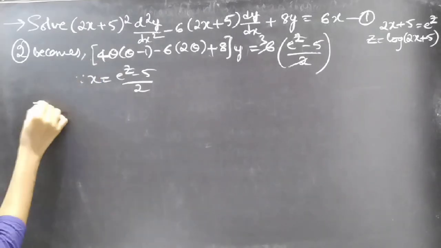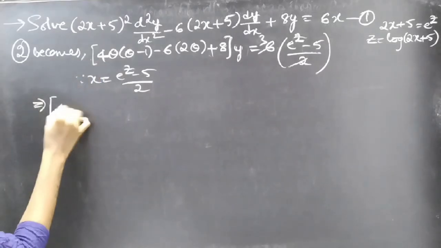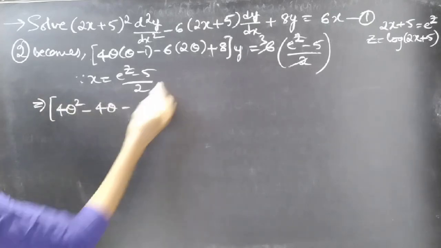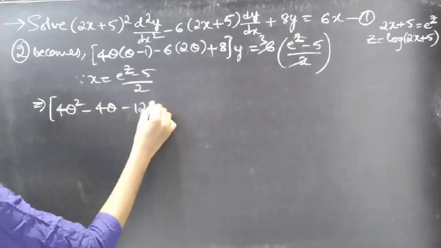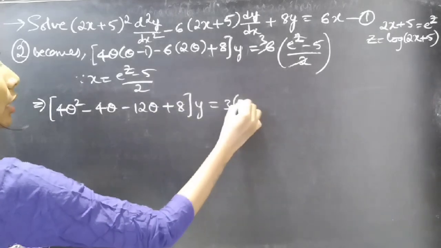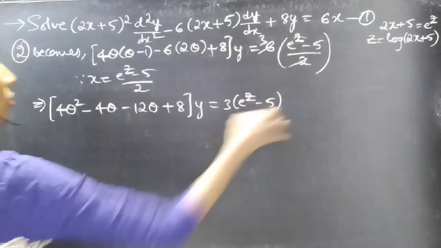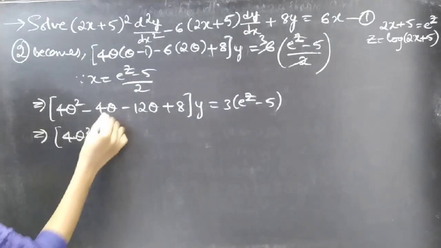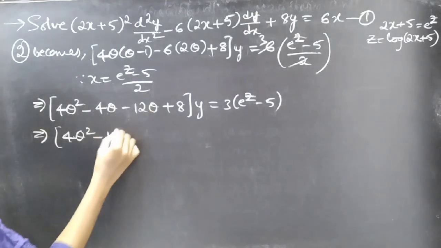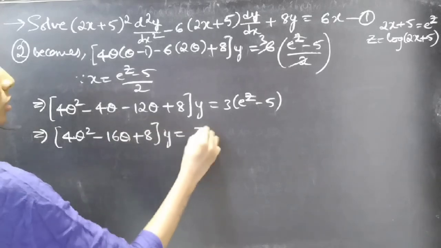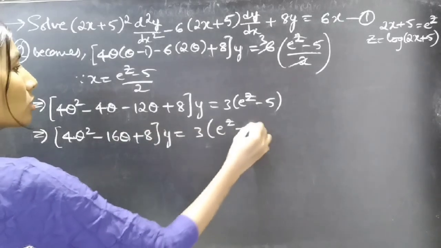This becomes 4θ into θ, 4θ² minus 4θ into 1, 4θ minus 6 2s are 12θ plus 8 into y equal to 3 times e^(z) minus 5, right? Now this gives us 4θ² minus 4θ minus 12θ gives minus 16θ plus 8 into y equal to 3 times e^(z) minus 5.